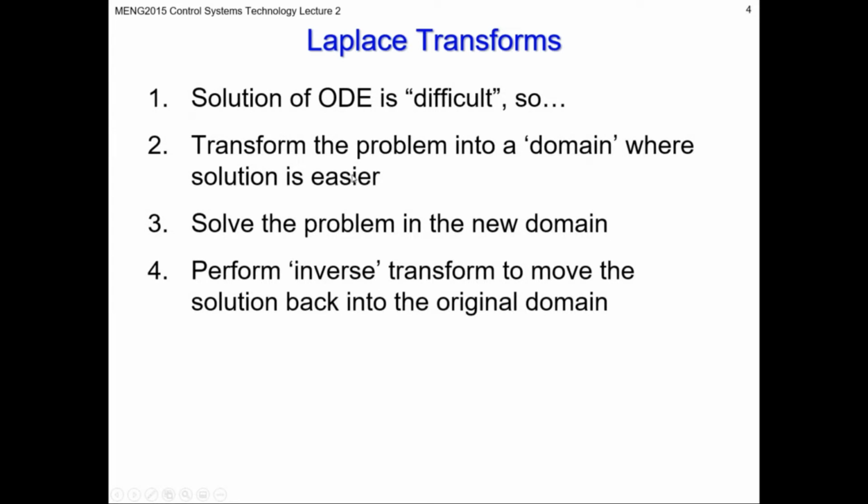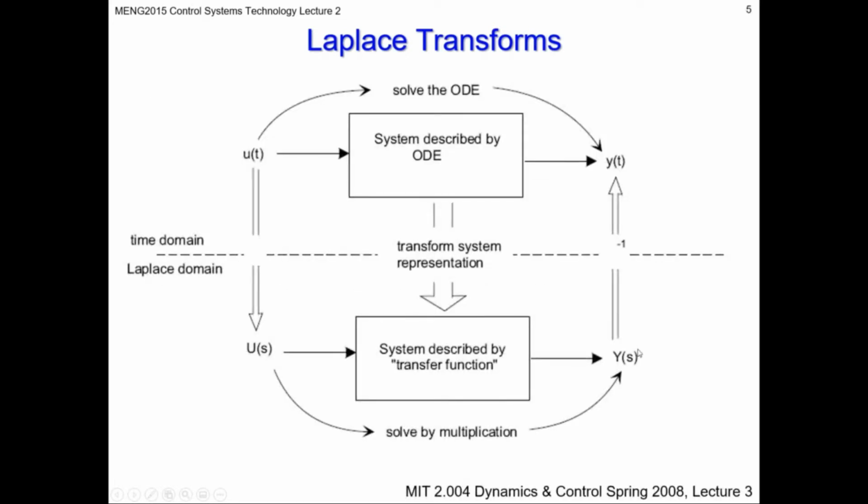The solution of an ordinary differential equation is difficult, so what we do is transform that differential equation into a domain where the solution is easier, we solve the problem, and then we can put it back out into the time domain, if you like, by doing the inverse transform to move it back into the original, in this case, time domain. And this is a little diagram which represents that. On the top half of the diagram, above this dashed line, is the time domain. On the bottom half is the Laplace domain.